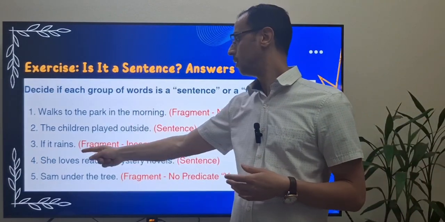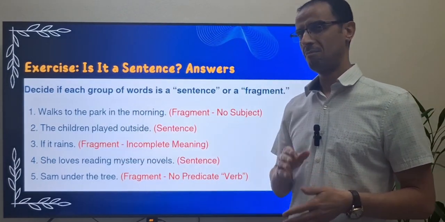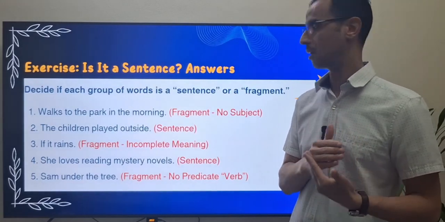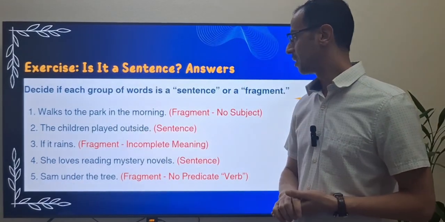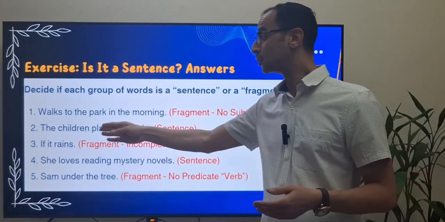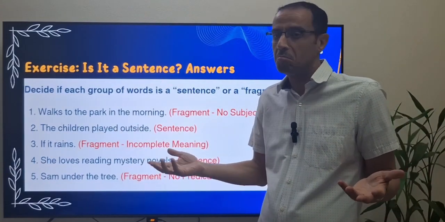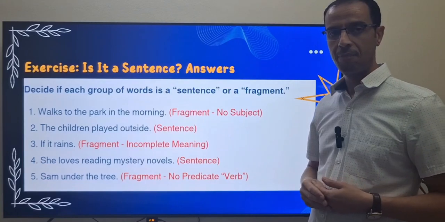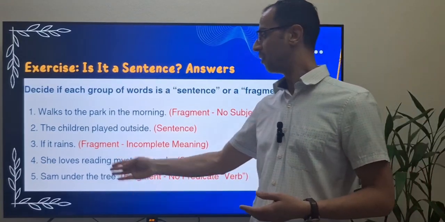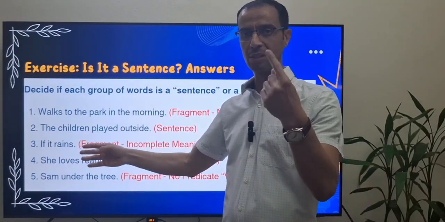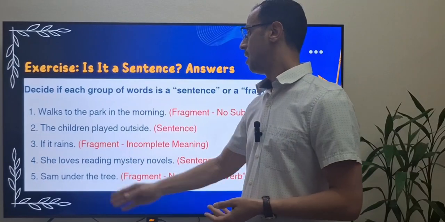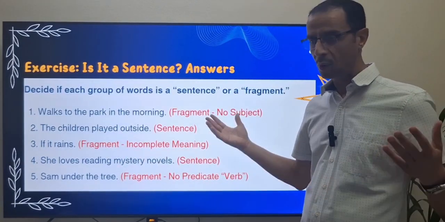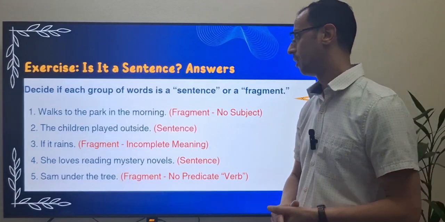There's no mistake. If it rains, it looks like there's something missing. This is a fragment, incomplete in meaning. If it rains, what happens? I don't know. She loves reading mystery novels. This is also a sentence. We have the subject, that is she, it's one word because it's a pronoun here. Loves reading mystery novels, that is all the predicate, and there's a complete thought here.